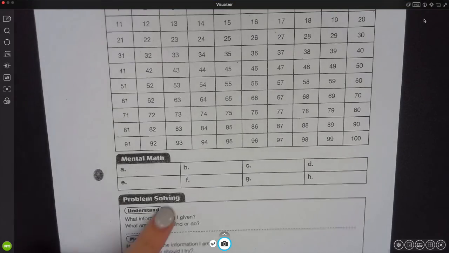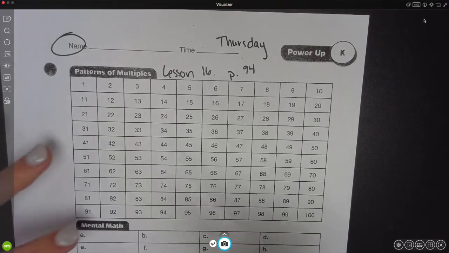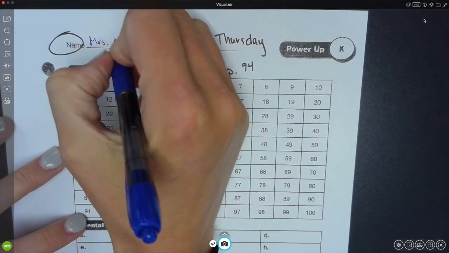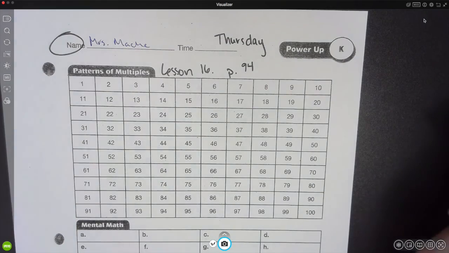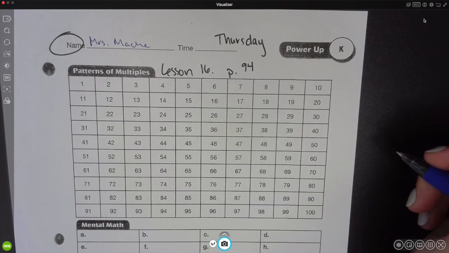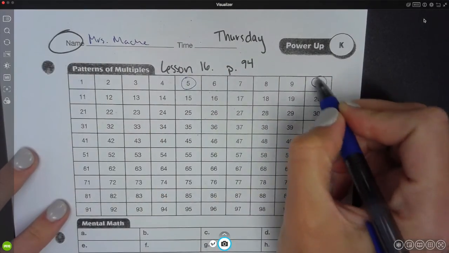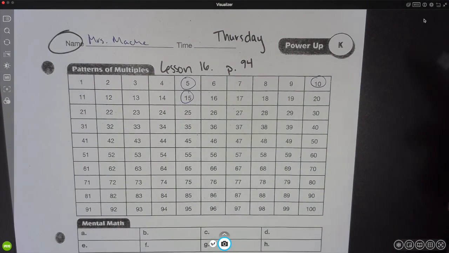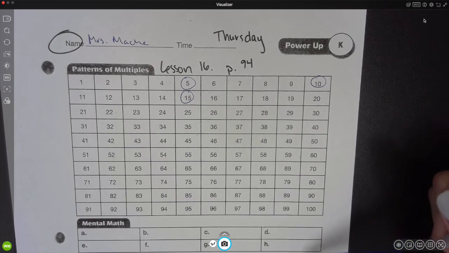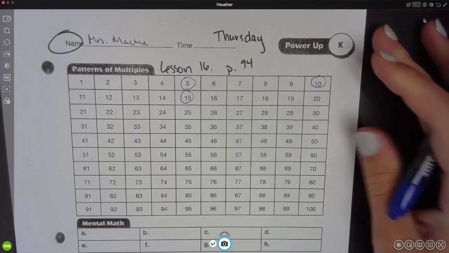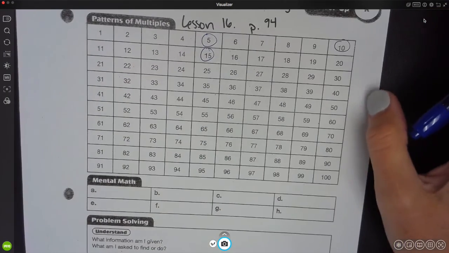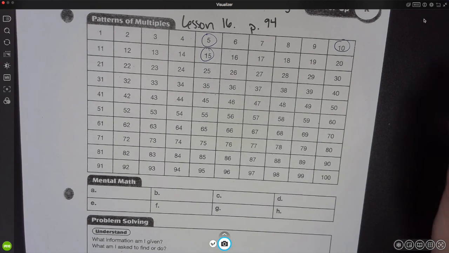Third grade, today we are in lesson 16. Make sure that your name is at the top. Today we're looking at our multiples of 5. So the numbers that we say when we count by 5s, 5, 10, 15, and so on. Go on until you get to 100. Then do your mental math problems and your problem of the day. After you're done with that, press play and we'll go through and correct it together.